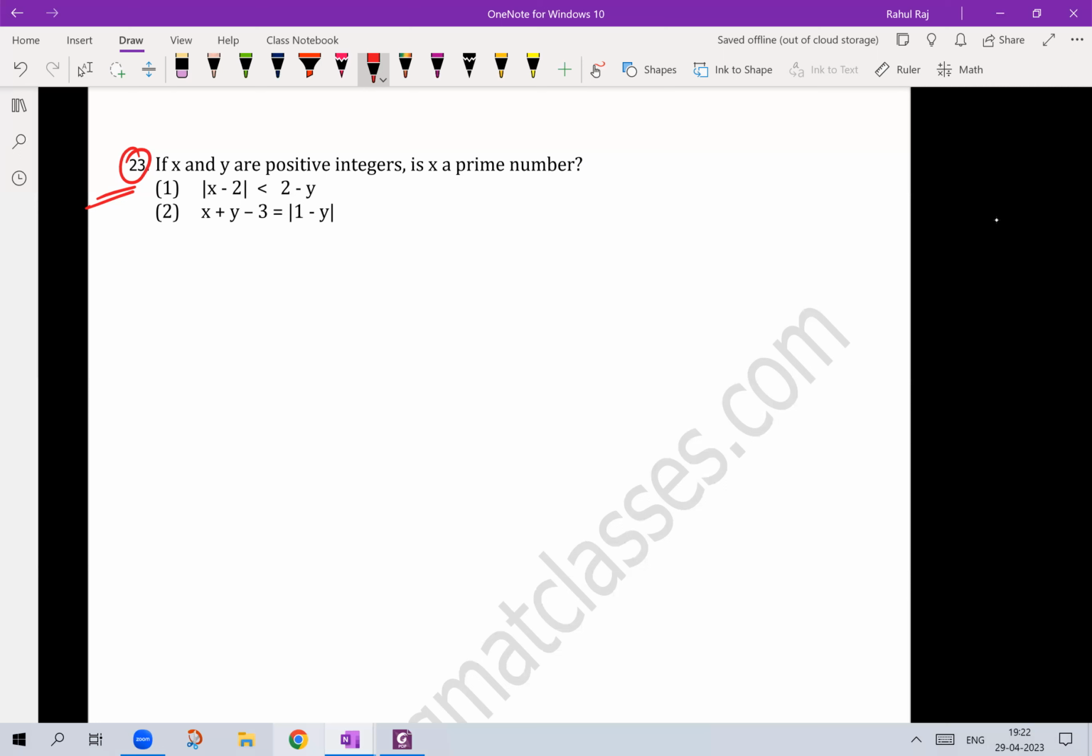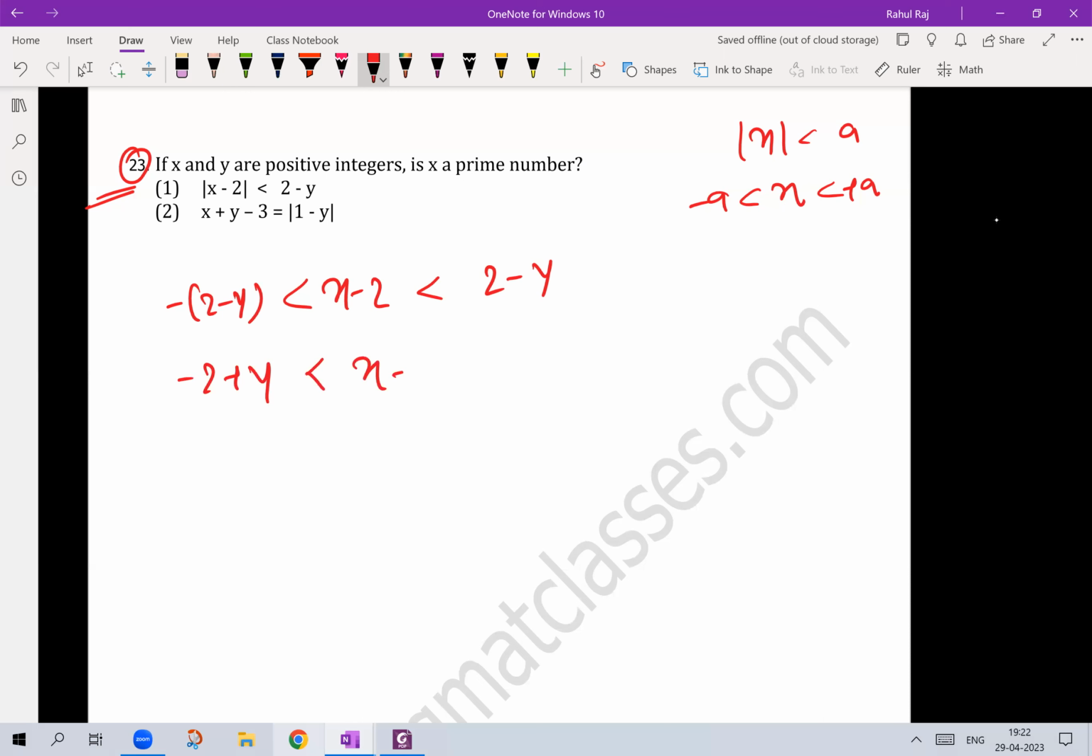It says that x and y are positive integers, is x a prime number? Statement 1 says mod of x minus 2 is less than 2 minus y. Mod x less than a means x lies between negative a and positive a. So x minus 2 lies between negative of 2 minus y and positive 2 minus y. I'm doing nothing, just following this. That is minus 2 plus y less than x minus 2 less than 2 minus y. I have to find the value of x. If I add 2 to the entire inequality, I get y less than x less than 4 minus y.